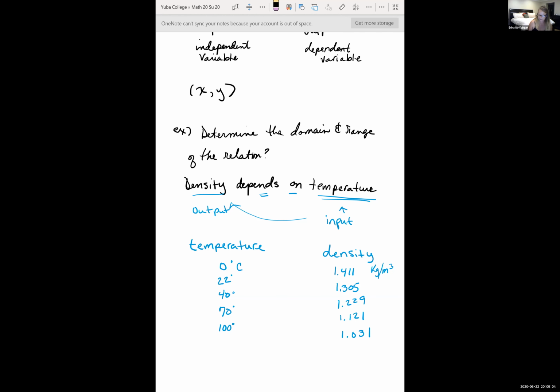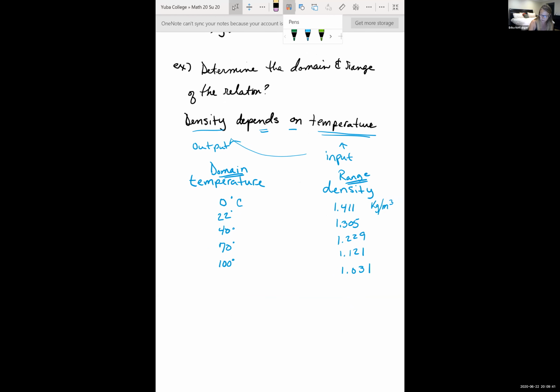So temperature, this is our domain. And the density at that temperature is given by whatever formula. So once we put in that temperature, this is the density we would get back. And that is our range. So that was actually part B. Part A says express this relation using a mapping and express the relation as a set of points. So there's a couple different ways that we can do this. And so let's just write this out.